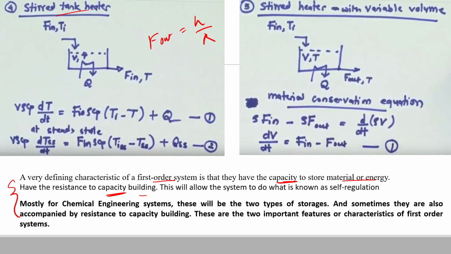This allows the system to do what is known as self-regulation. In most chemical engineering systems, there will be these two types of storage, material and energy storage, and often they will also have this resistance to capacity building, that is, they can be resistive also. So these are the two most important features of these first order systems: they can store material and energy and they have this resistance to capacity building.